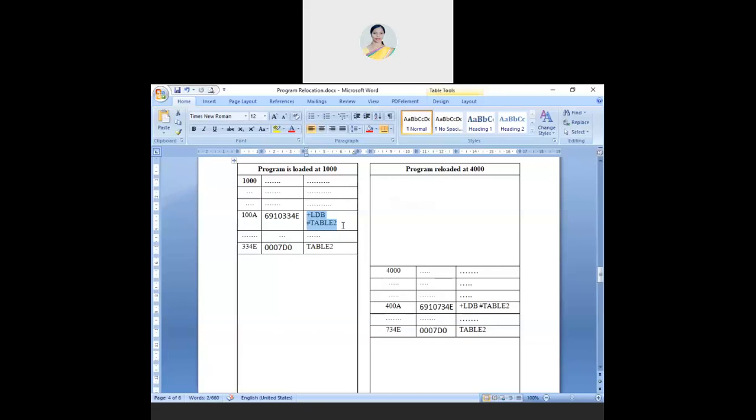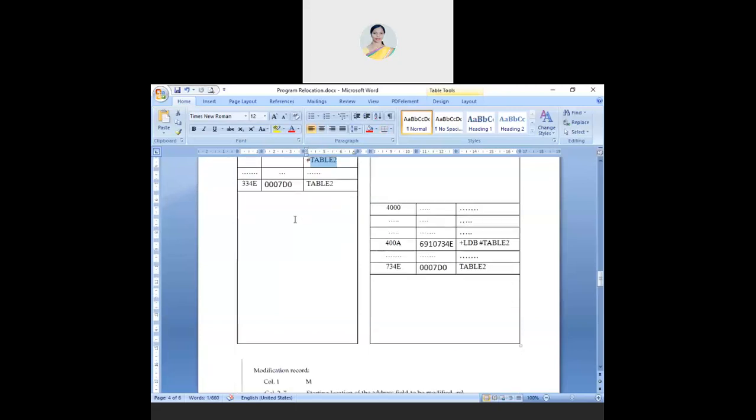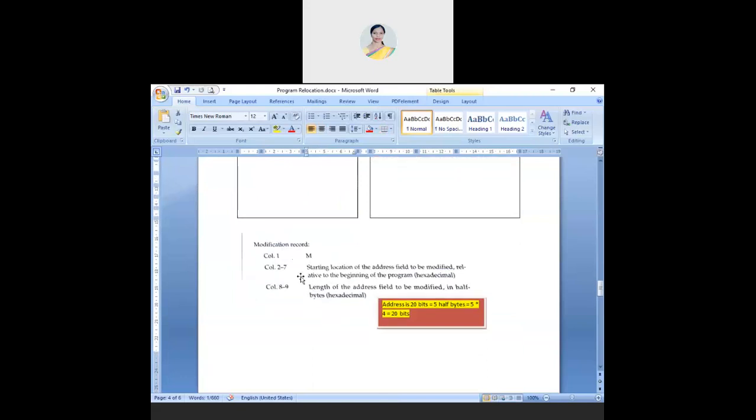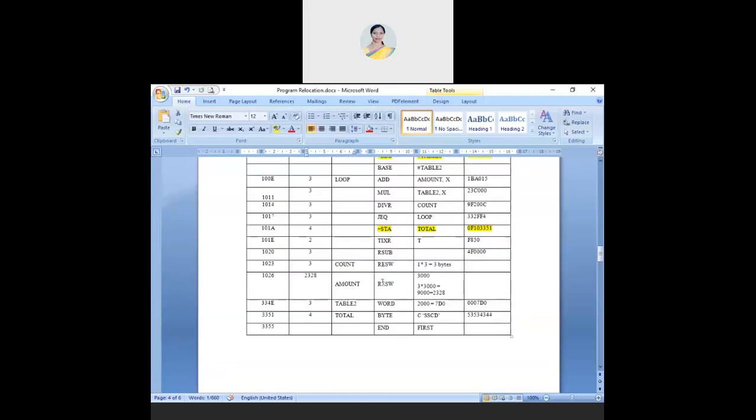What do you mean by address sensitive instruction? It is where I am storing the direct address as a part of my operand in the object code. So that is done using the modification record. What do you mean by modification record? Column 1 says M. Columns 2 to 7 give the starting location of the address field to be modified, relative to the beginning of the program. And columns 8 to 9, that is two columns, give the length of the address field to be modified in half bytes.